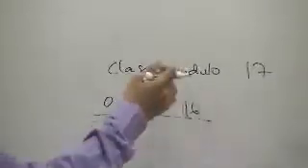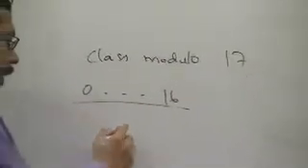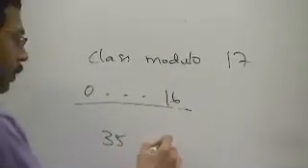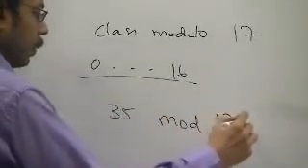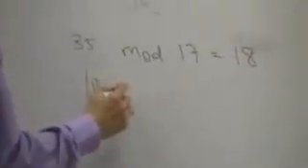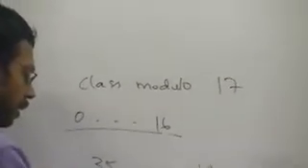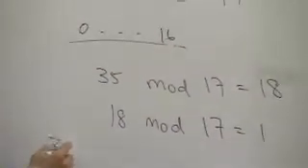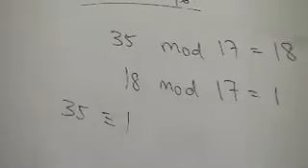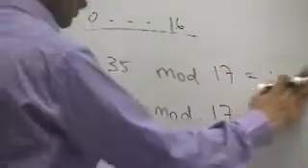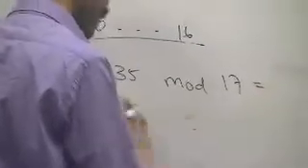So for example, in this case, if you have say 35, 35 is equivalent to what? You want to find the equivalency. 35 mod 17 is 18, right? And then 18 is still greater than 16. So, which means 35 mod 17 is 1. Right? So this is 1.